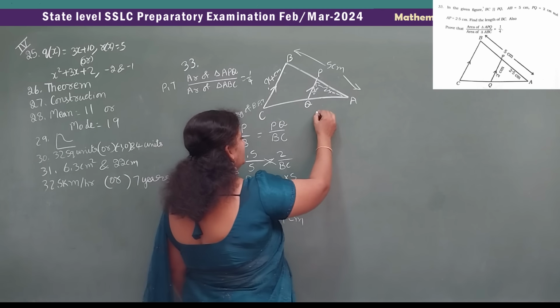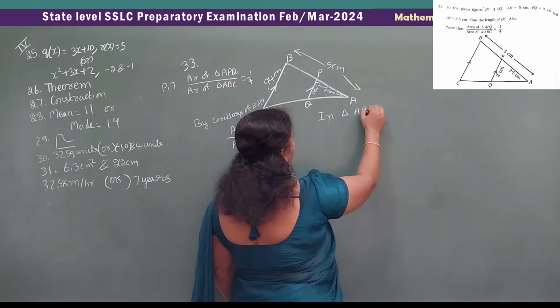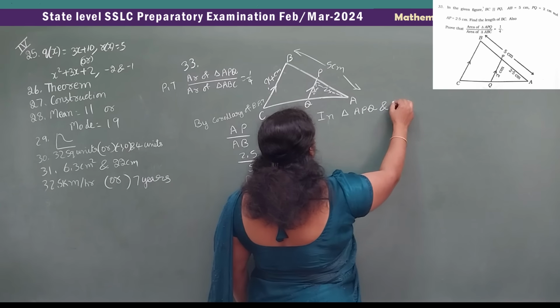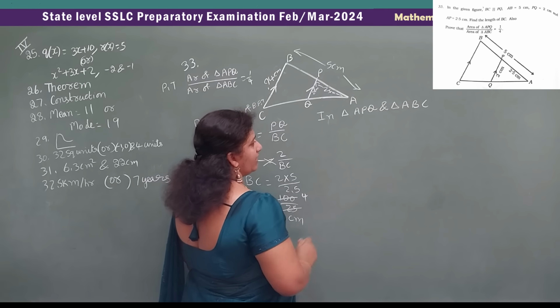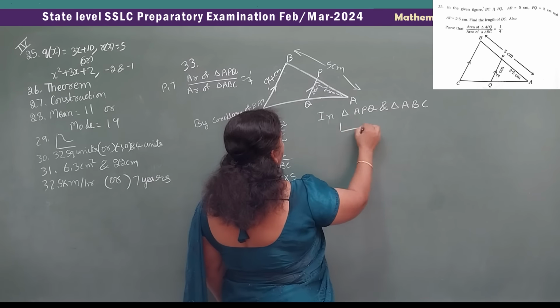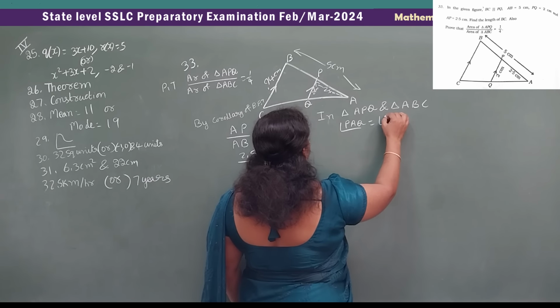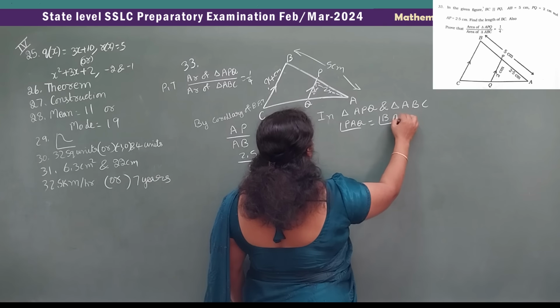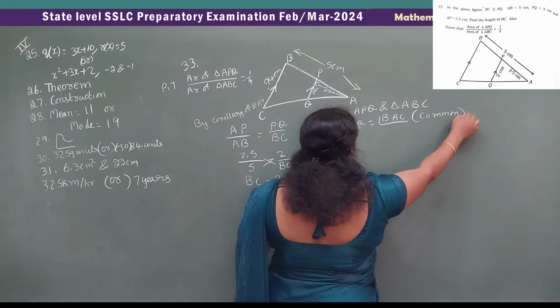How can I prove this? Consider triangle. In triangle APQ and triangle ABC. Angle PAQ. Angle A is common, right? Write that one only. Angle BAC. This is a common angle.